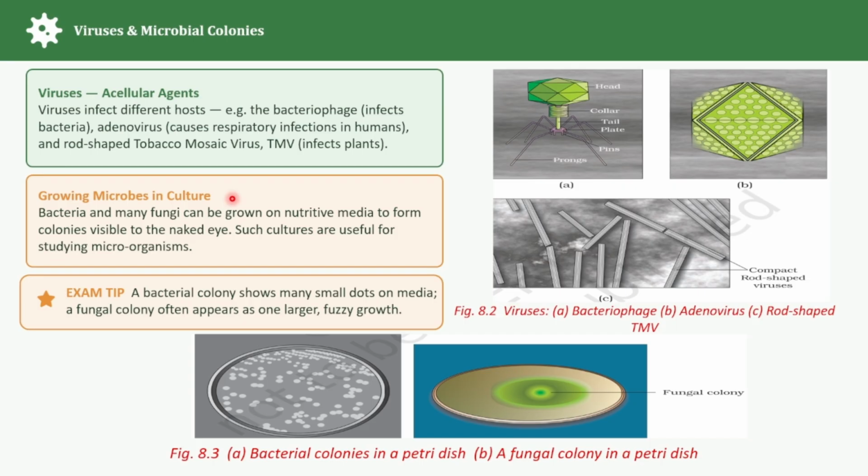Here you can see the picture. This is the petri plate, and you can see the bacterial colonies on it, like small dots. We have different types of media for growing these, and different bacteria need different types of media. And this is fungal growth. Fungal growth is not similar to bacterial growth. A bacterial colony has small dots on the media, but this one appears as one large fuzzy growth. You can see it is not similar, right? This is completely different, and this one is also different.